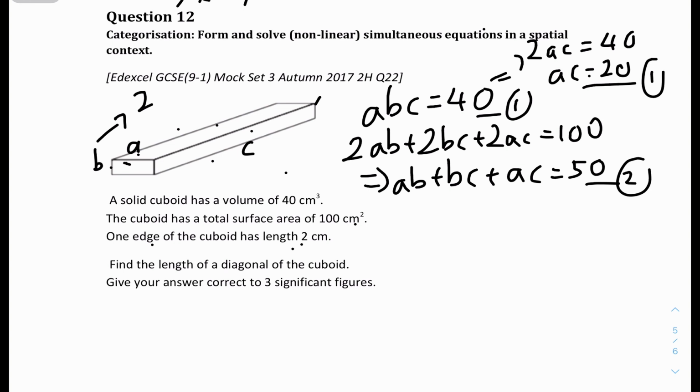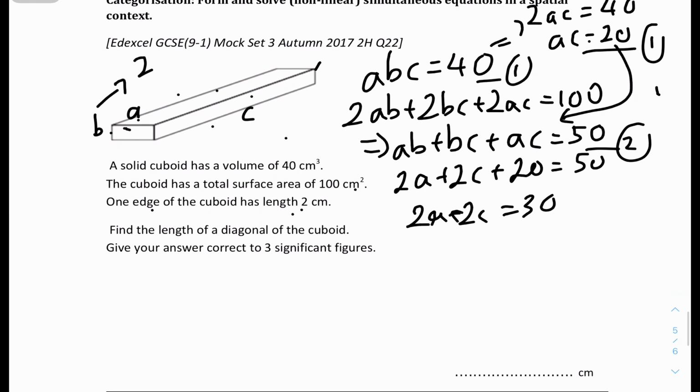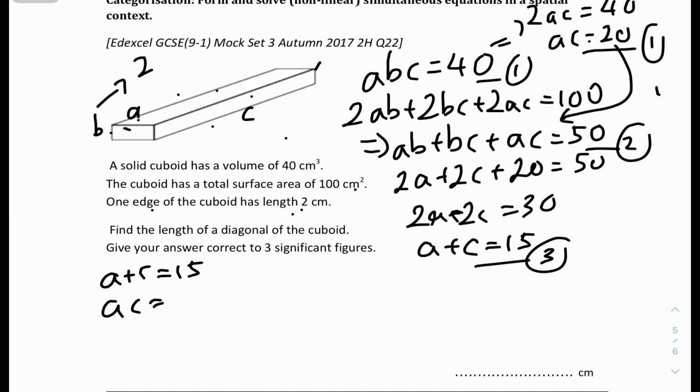So B is 2, so from the second equation we can get 2A plus 2C plus AC, which is already 20, we established from here. So it will be plus 20 equals 50. Therefore 2A plus 2C equals 30. Divide everything by 2, so it will be A plus C equals 15. That's number 3. So we have A plus C equals 15 and AC equals 20.